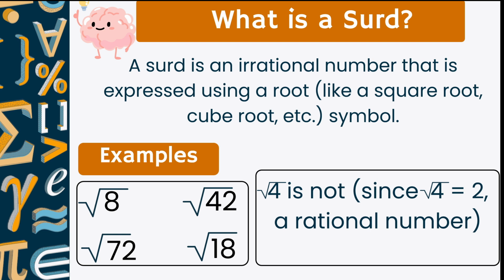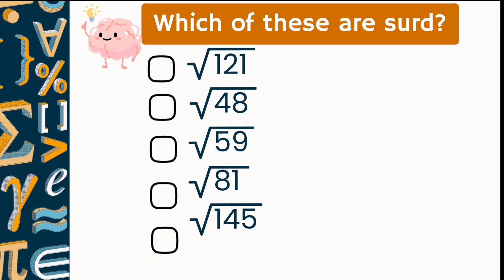I also want you to understand that root 4 is not a surd because 4 is a perfect square. So the square root of any perfect square is not a surd. For example, root 16 is 4, so therefore root 16 is not a surd because it is a perfect square. So surd simply means when you have a non-perfect square and it is being expressed using a root, then it is a surd. Let's come over here and identify which of these numbers are surds.